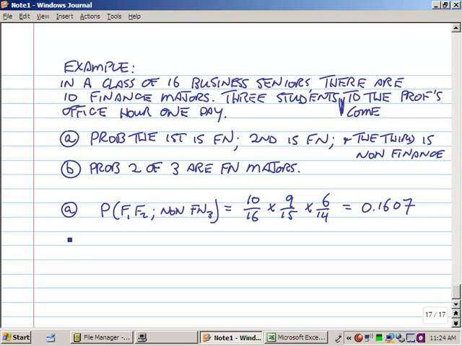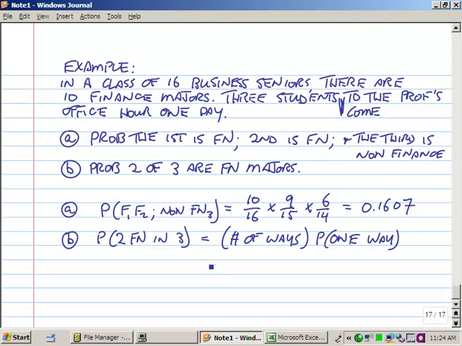Alright, and then the answer to part B, probability of 2 finance in 3. Again, you should know how this works by now. Number of ways times the probability of 1 way, since the order is not specified. How many ways? 2 out of 3. Again, we've seen that quite a few times before. It's 3 ways. Probability of 1 way. Well, part A gives you 1 way. Alright, and so the answer to that is 0.4821. Okay, so that's that problem.